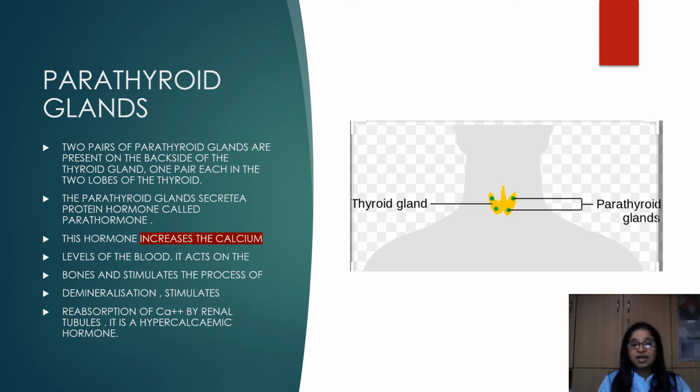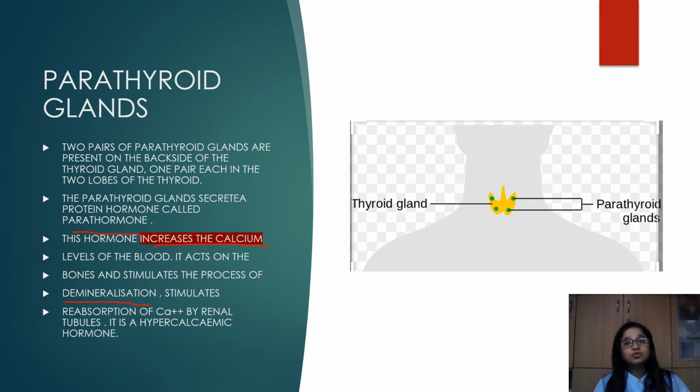The parathyroid glands secrete a protein hormone called the parathormone or parathyroid hormone. Its importance is that it increases the calcium levels in the blood. It acts on bones and stimulates the process of demineralization. So whenever the level of calcium ions in the blood is low, that is the time when the parathyroid glands will secrete the parathormone. It will cause demineralization of calcium from the bones so that the level of calcium in the blood increases. It also stimulates the reabsorption of calcium by the renal tubules.